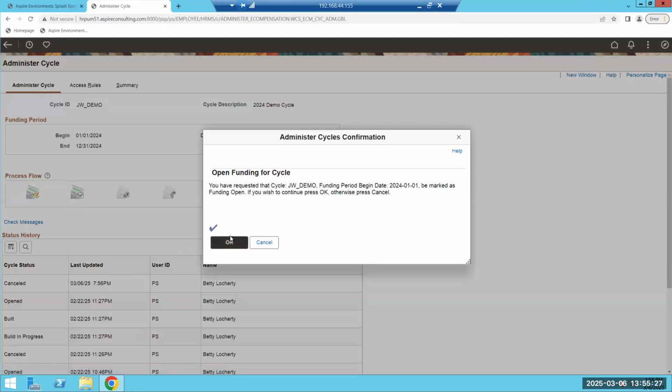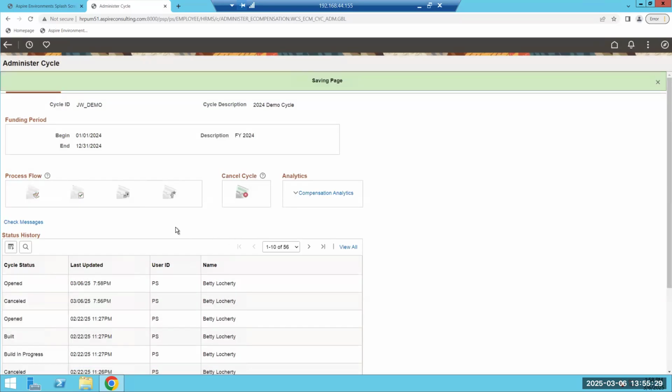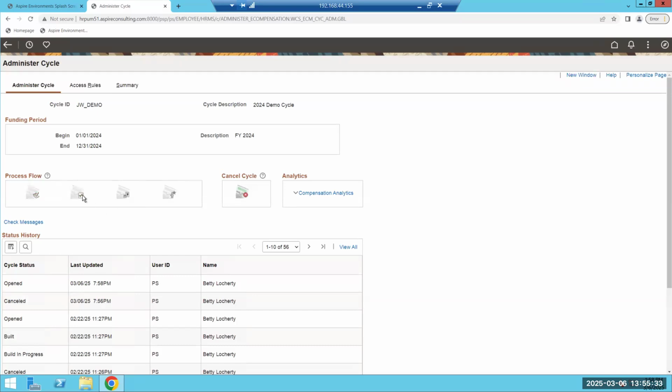Open our cycle back up again in case we want to go into it. But that is how the comp administrator would be able to administer the cycle and what state it's in, and making it available, building it and making it available for planning.